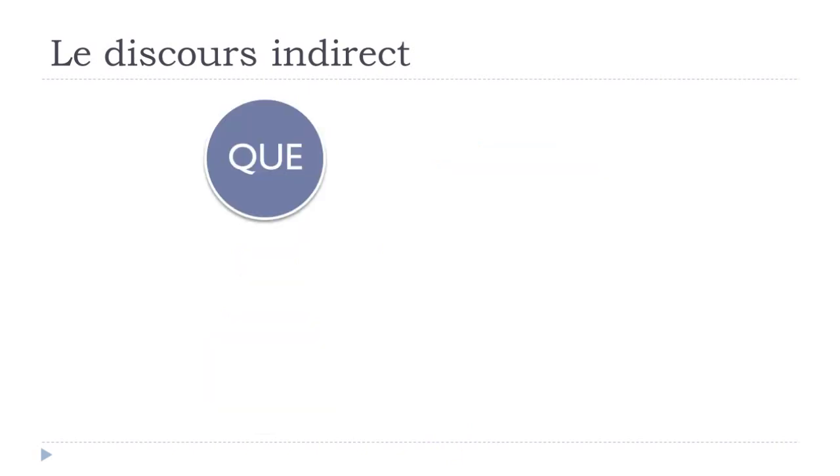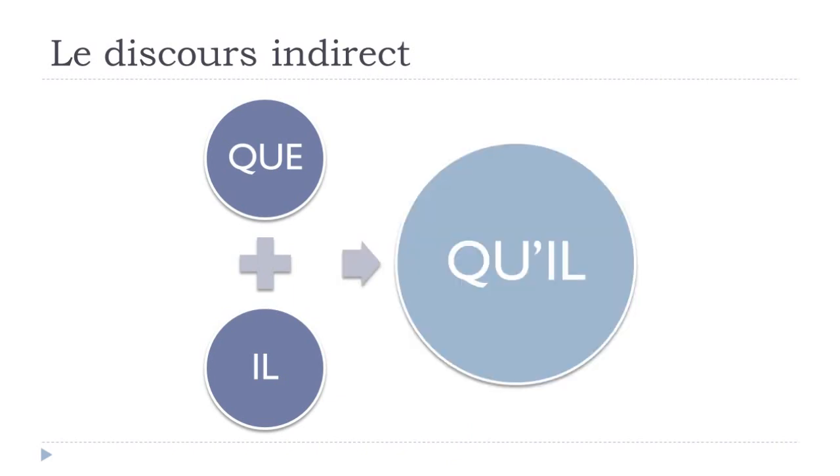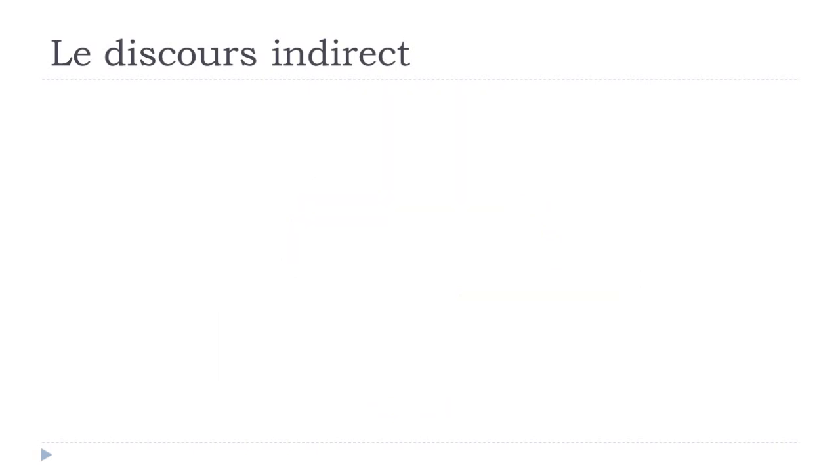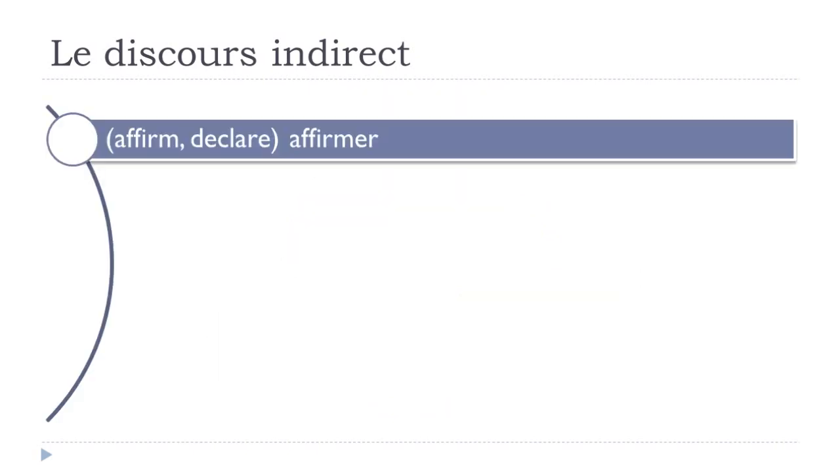So, the classical example that we had was que and il, and it's becoming qu'il. It could be que and elle, and it will become qu'elle, okay? Or if we're talking about first names that will start with a vowel, it will be exactly the same thing, okay? And so now let's see the verbs that you could use to introduce this discours indirect, okay? And the list will start now.